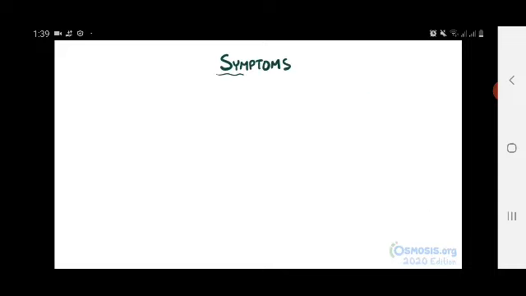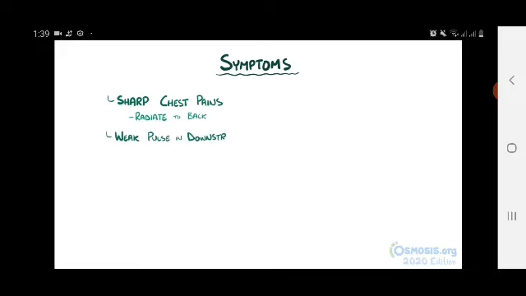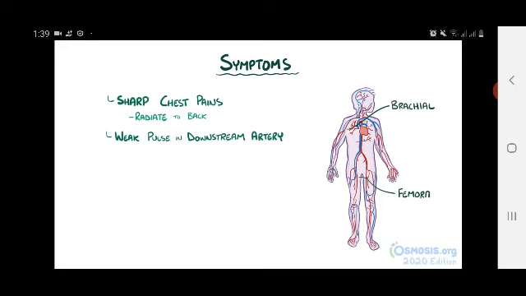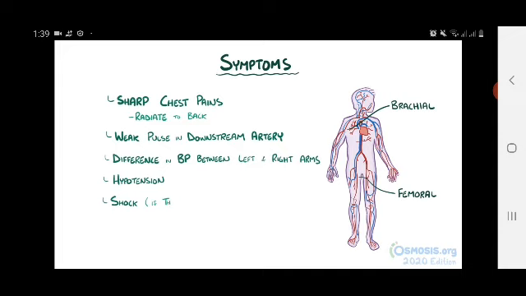The main symptoms of aortic dissection are sharp chest pains that often radiate to the back. A person might also develop weak pulses in downstream arteries, like the brachial or femoral arteries, or sometimes there may be differences in blood pressure between the left and right arm. An aortic dissection is an emergency because it can lead to hypotension or low blood pressure, as well as shock if there's rupture and significant blood loss.